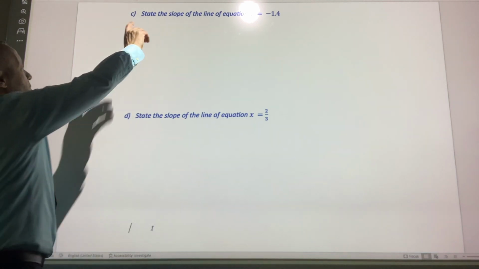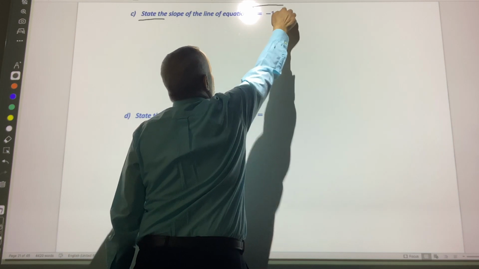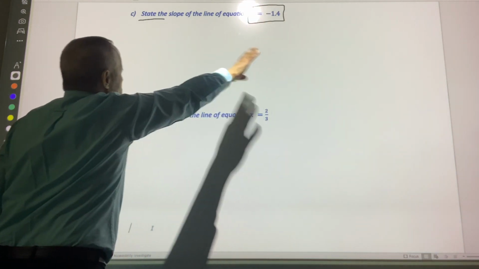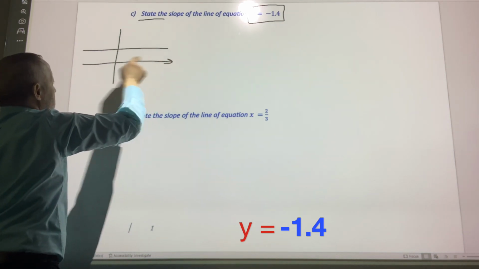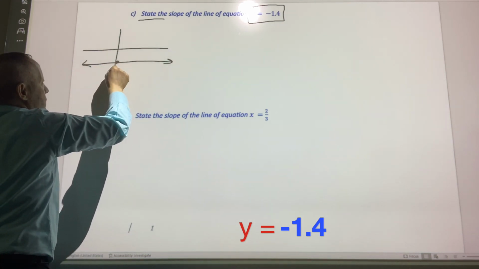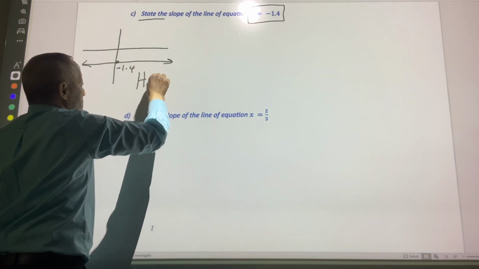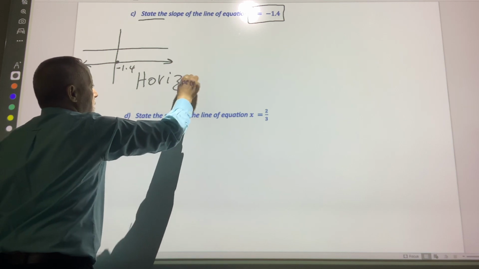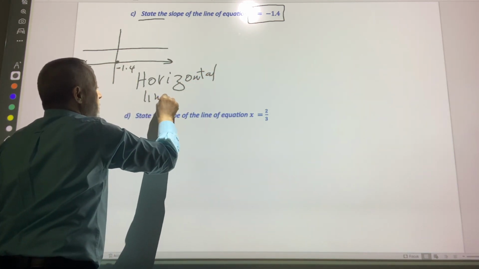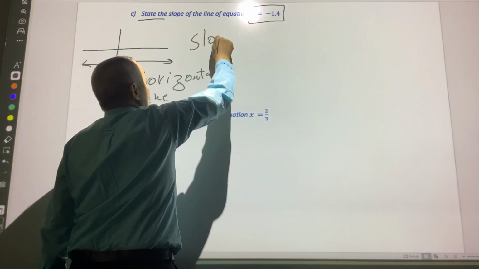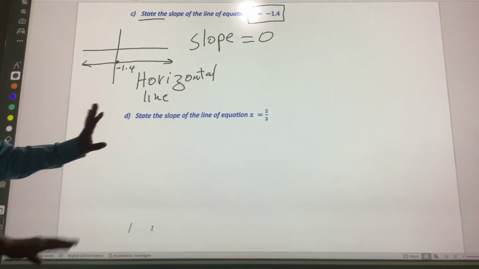Here it says, state the slope of the line of equation y equals negative 1 over 4. Normally, you should be familiar with this. This is a horizontal line at negative 1 over 4 on the y. Remember, any horizontal line has a slope of 0. Slope of 0. That's it. That's what I expect from you.